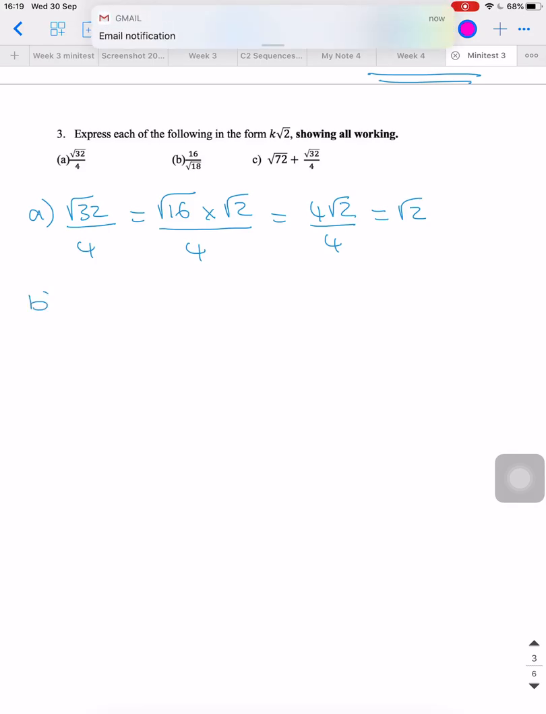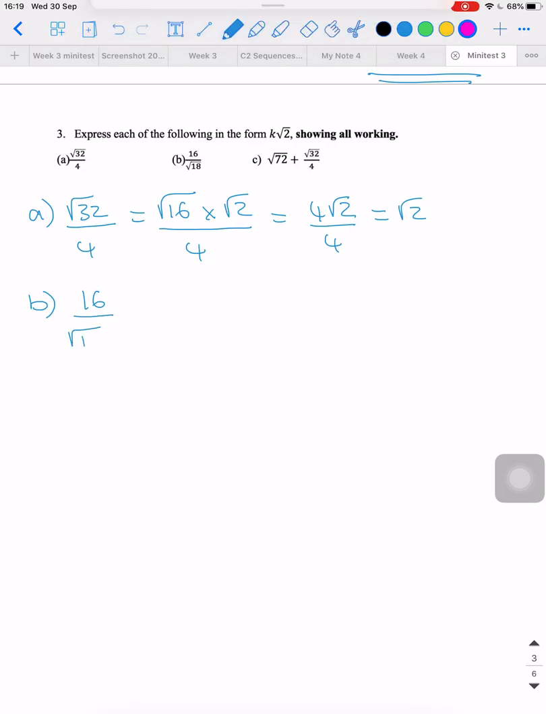So B, so I've got 16 over root 18, so I could just multiply through by root 18 over root 18, so that would work. What I think I'm going to do though is have a think about that root 18 first, because root 18 I can split into root 9 times root 2, so the root 9 is 3. Okay, and then that just makes it a bit easier.